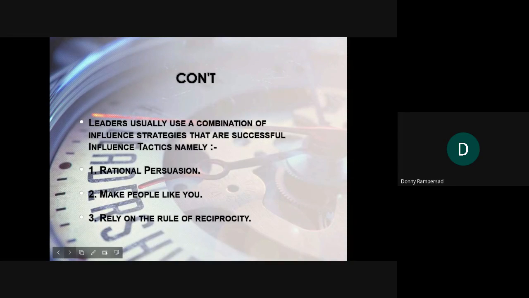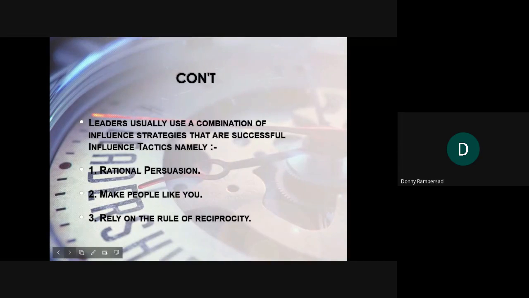Rational persuasion. Perhaps the most frequently used influence tactic is rational persuasion, which means using facts, data, and logical arguments to persuade others that a proposed idea or request is the best way to complete a task or accomplish a desired goal. It can be effective whether the influence attempt is directed upwards toward superiors, downwards toward subordinates, or horizontally, because most people have faith in facts and analysis. Rational persuasion is most effective when a leader has technical knowledge and expertise.